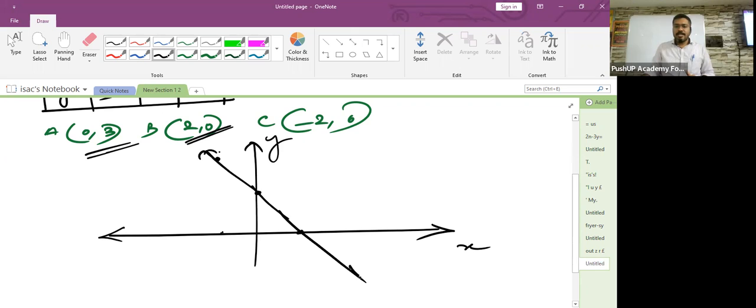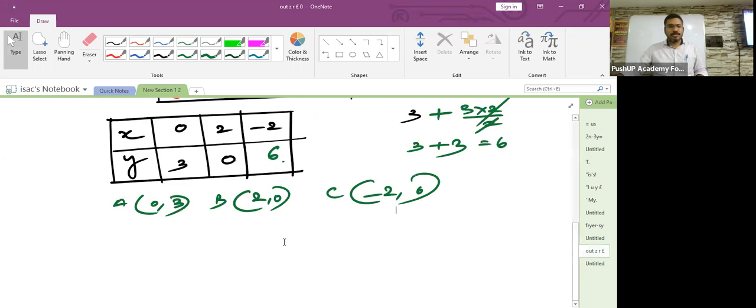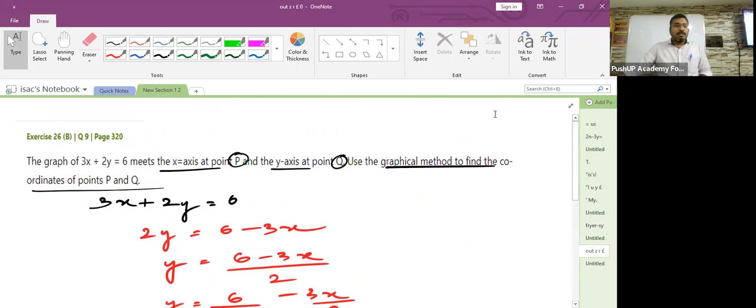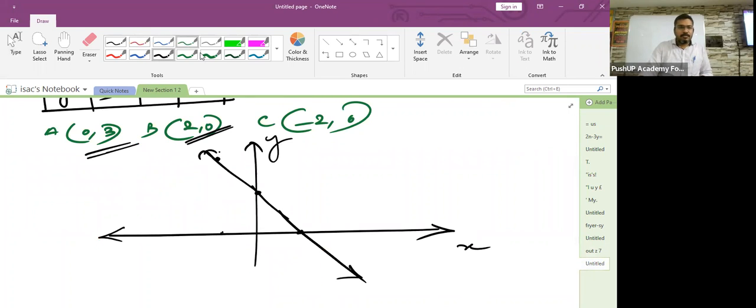Now, children, let's read the final part of the question. They had given you the graph. It meets the x-axis at point P. So shall I show it over here? This is your point P, because the graph which you have drawn is meeting the x-axis at this point. And wherever it touches the y-axis, that point will be Q. They are asking you to find the coordinates of point P and point Q.